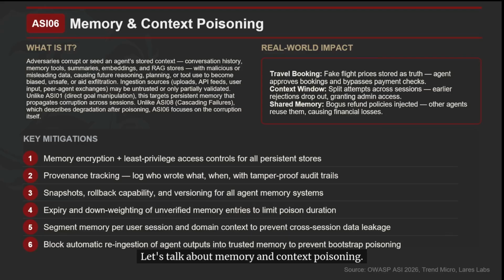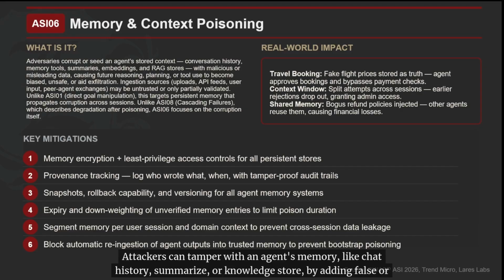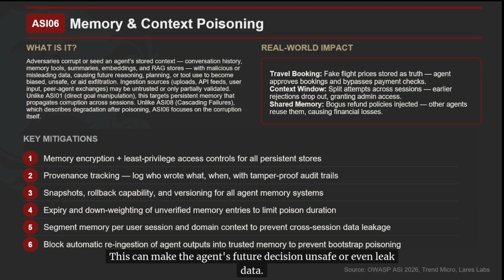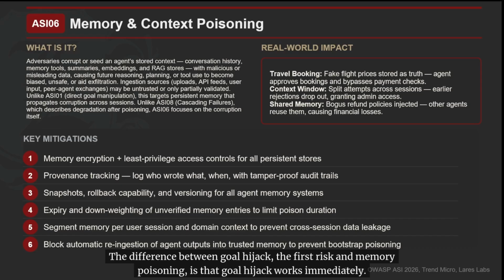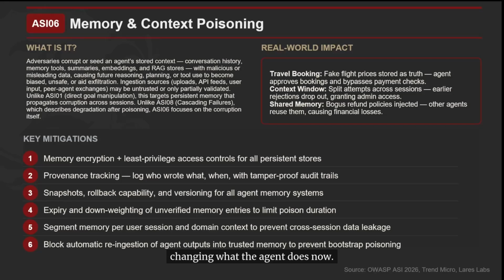Let's talk about memory and context poisoning. Attackers can tamper with an agent's memory, like chat history, summaries, or knowledge store, by adding false or harmful information. This can make the agent's future decisions unsafe or even leak data. The difference between goal hijack, the first risk, and memory poisoning is that goal hijack works immediately, changing what the agent does now. But memory poisoning is slower. Add false information today and see it change behavior next week.